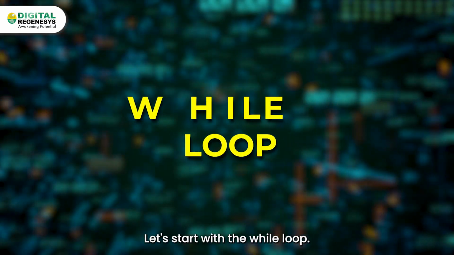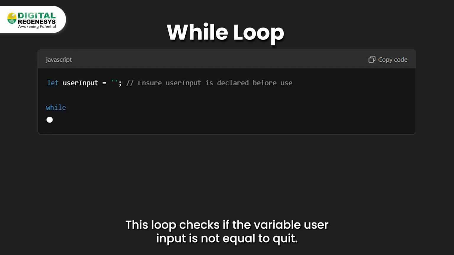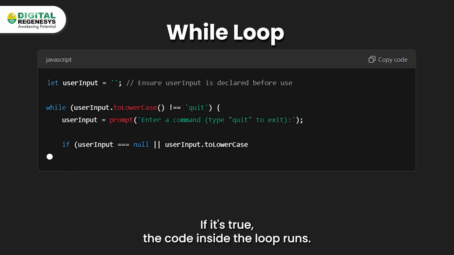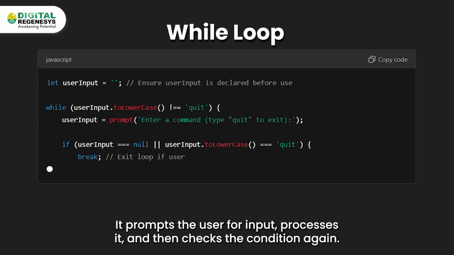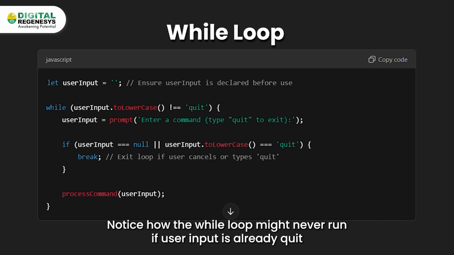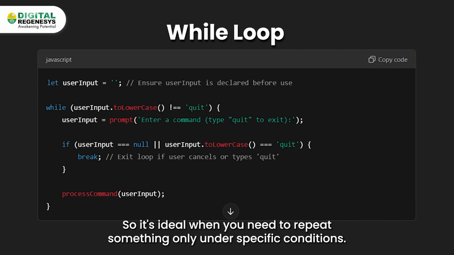Let's start with the while loop. Here's an example in JavaScript. This loop checks if the variable userInput is not equal to quit. If it's true, the code inside the loop runs. It prompts the user for input, processes it, and then checks the condition again. Notice how the while loop might never run if userInput is already quit when the program starts. So, it's ideal when you need to repeat something only under specific conditions.